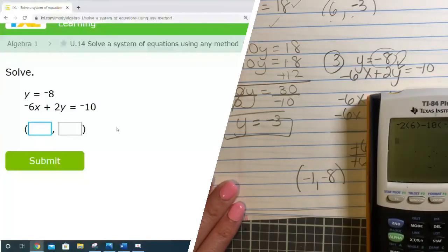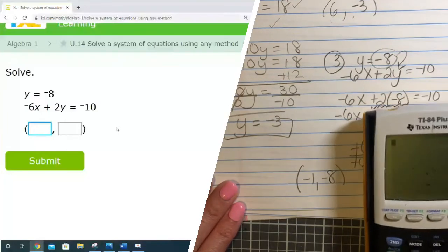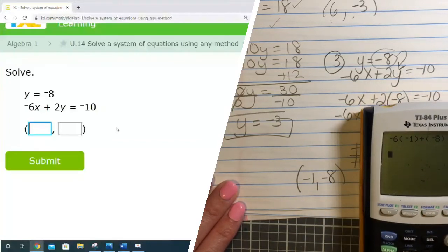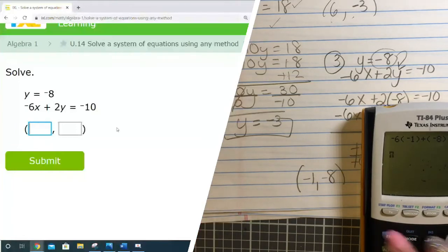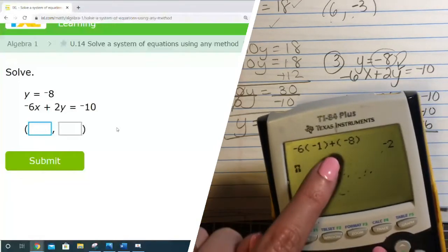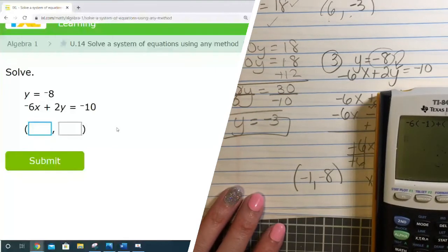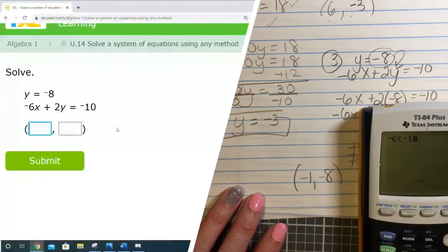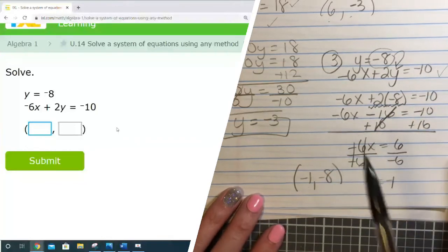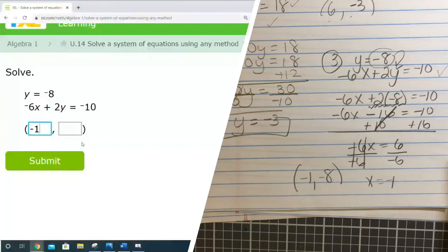We're going to go ahead and use the calculator to verify that. So we have negative 6 times what we think x is, negative 1, plus 2 times negative 8. And this right here says our, oops, I forgot my 2 in front. So if you can see, I didn't get my negative 10 that I was expecting to get, and I realized I forgot the 2 right there. So I'm going to go ahead and type that in again. So negative 2 times, negative 6 times negative 1 plus 2 times negative 8, and that does give me the negative 10 that we're looking for. So negative 1 comma negative 8.